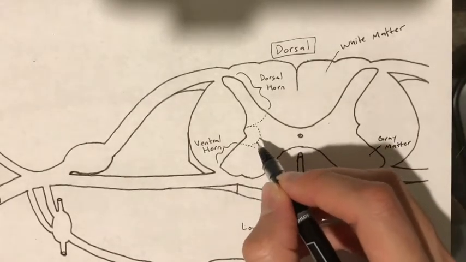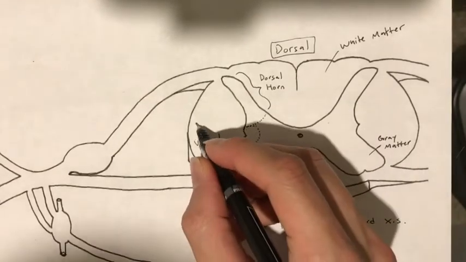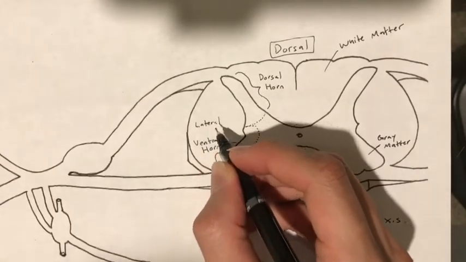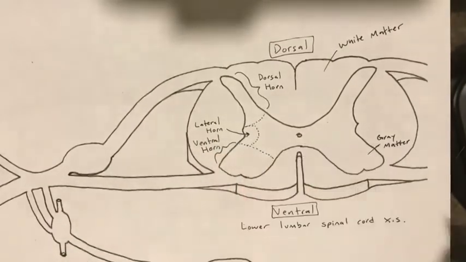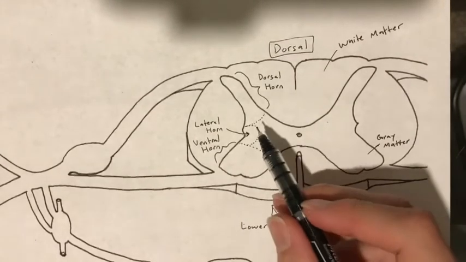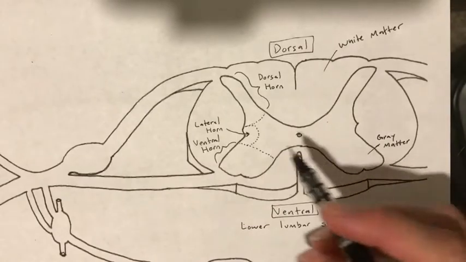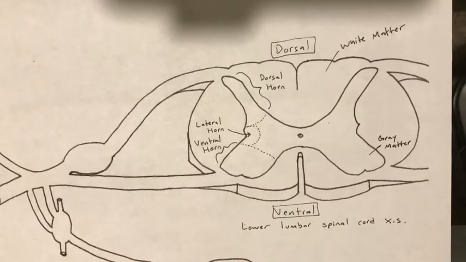Then this section here, we're not going to really talk much about in this video lecture, but that area is called the lateral horn. It's not always present throughout the spinal cord, but in some spinal cord areas, you'll find a lateral horn. I just thought I'd put it in there in case it helps you later on. All right.